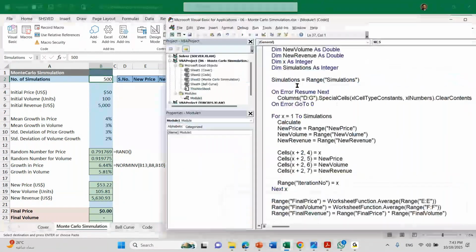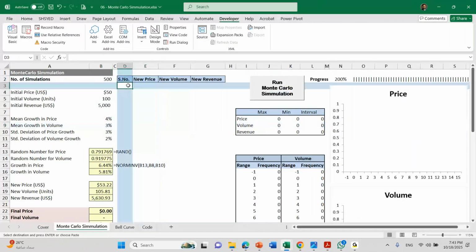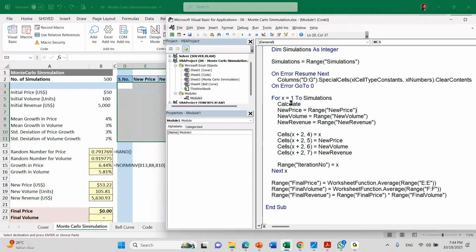Now, this part is error handling. What we are trying to achieve in columns from D to G, whatever the contents of the column, they should be cleared first. And after that, what next? It should copy and paste these values. This is clear contents of the cells from D to G, and this is clear contents from X1 to simulation. Now this is what we are trying to achieve here, starting from 1 up to simulation.